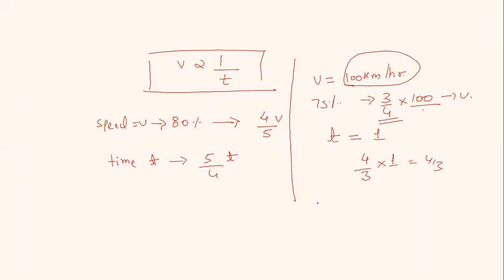Let me give you another example. Suppose my speed reduces to 60%. 60% means now it has become 3 by 5 times of my original. So by how much will my time increase? 5 by 3 t. Very simple concept. Speed is inversely related to time. You can obviously understand it by simple logic that if you drive fast, that is if your speed increases, of course you reach a particular place sooner. So time taken is less to reach the same distance. So this is the relationship between speed and time which we will be using in this question.